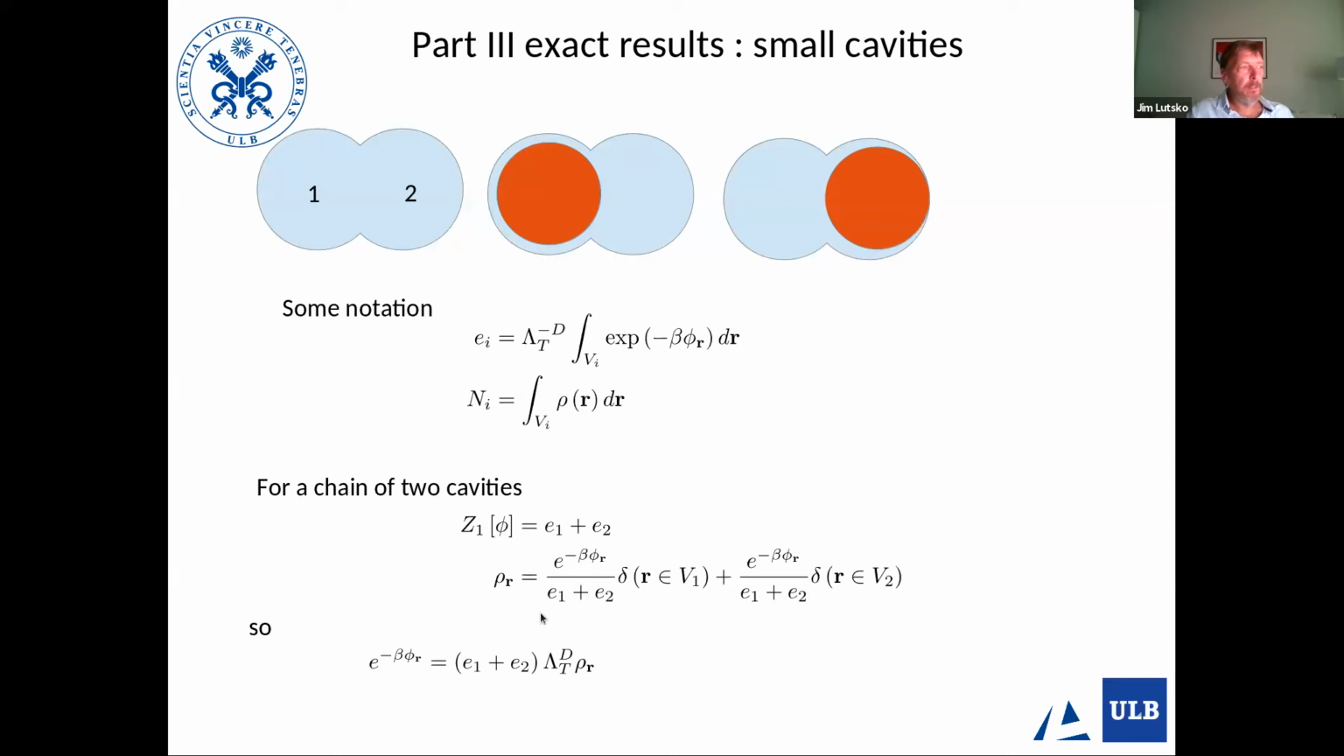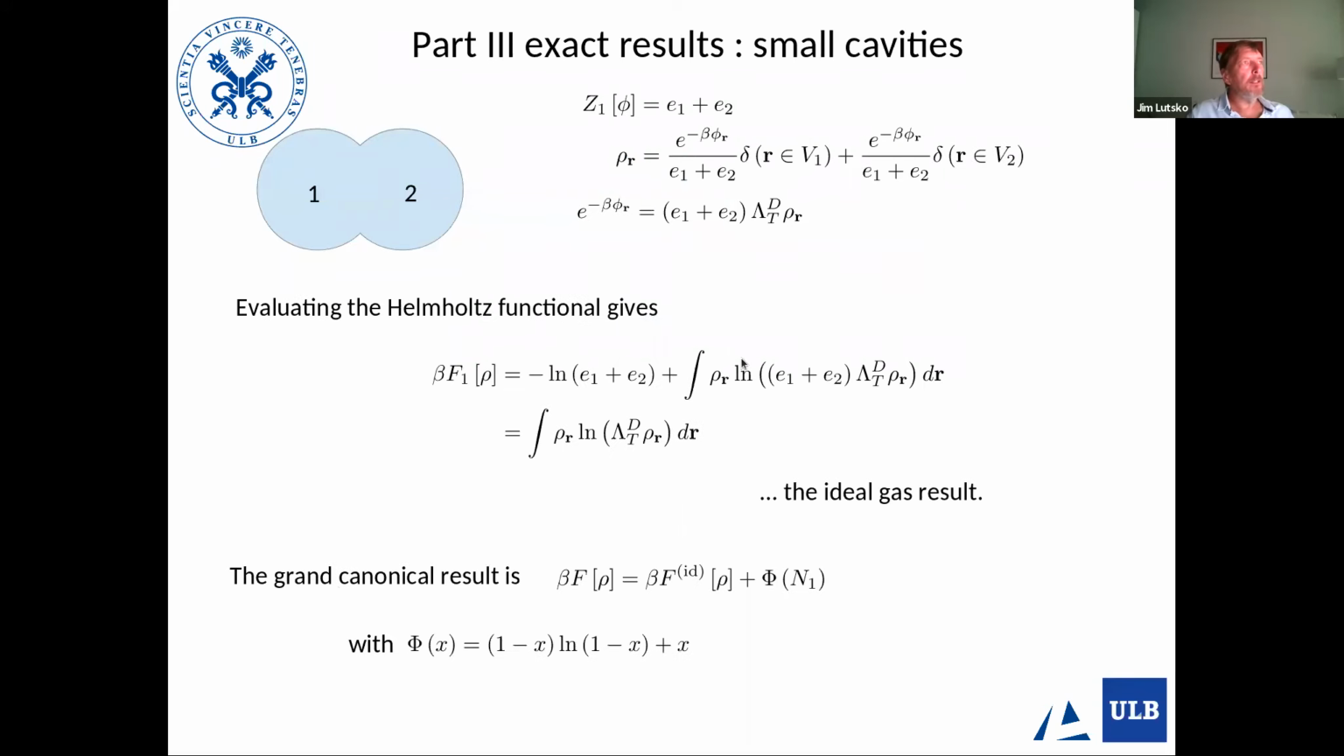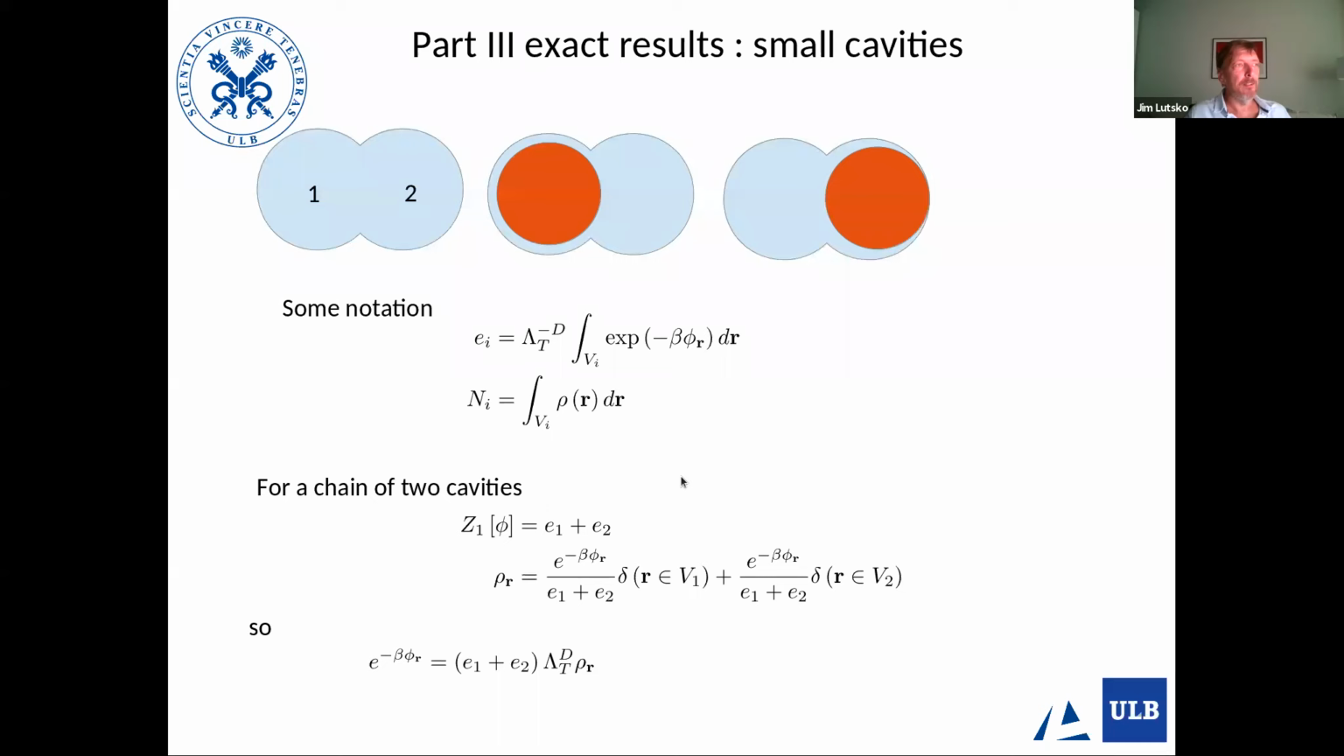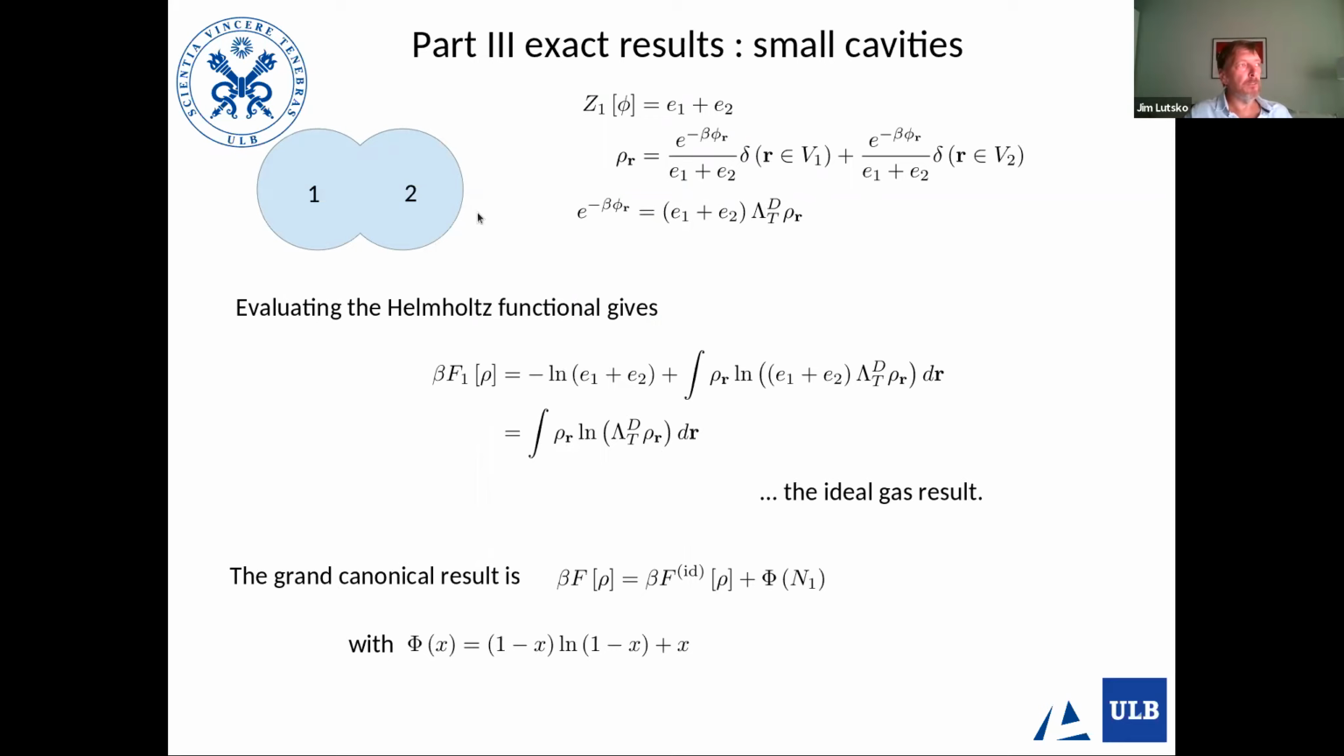So again, this is easy to invert. In fact, in this case, you have e to the minus beta phi of r is just this partition function multiplying the density. And I've written this all again here. And if you jump through the same hoops without even determining what these constants E1 and E2 are, well, you just get the ideal gas again. And that's no surprise because this is an ideal gas. There's no interaction between more than one particle. So it's just an ideal gas restricted to this volume.